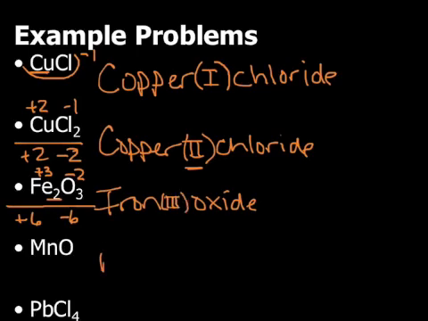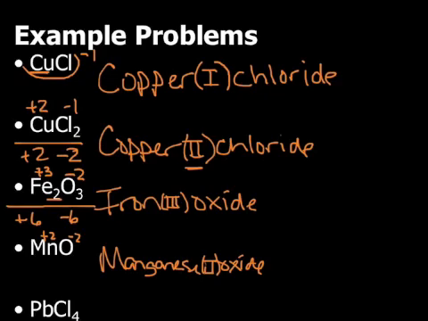Next example, manganese oxide, with my Roman numeral in here. So oxygen I know is a -2. So to balance this out, that means manganese would have had to have been a +2. So this is manganese 2 oxide.